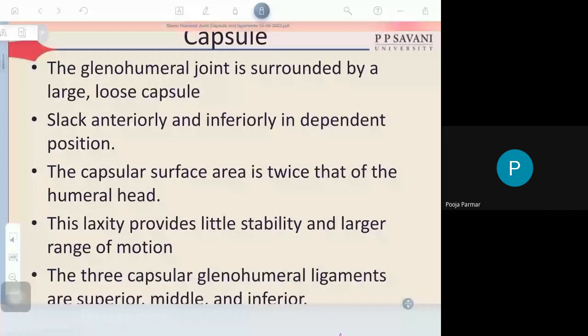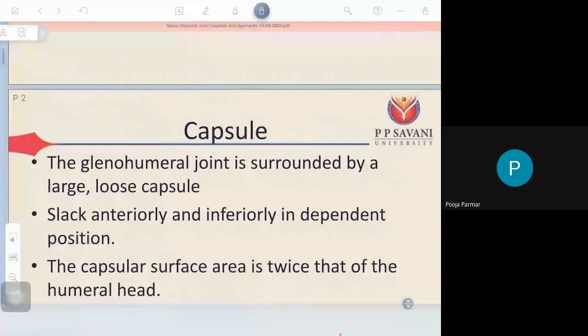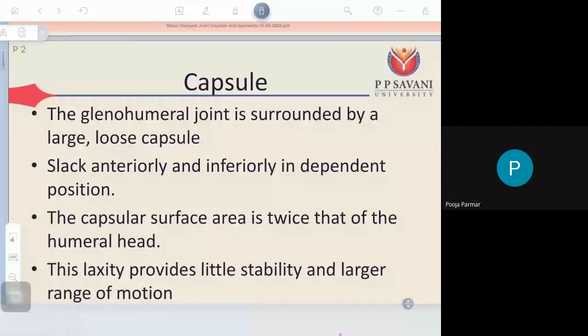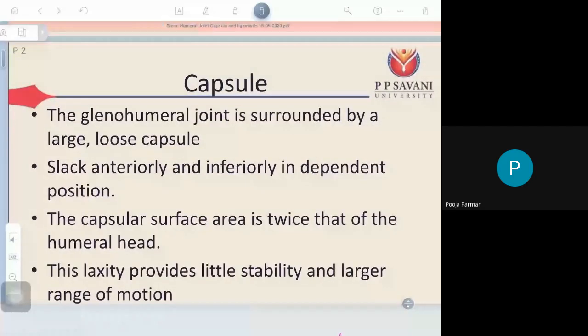So we have discussed three points: capsule, capsular ligament, extracapsular ligament. So today we have discussed the glenohumeral joint and its capsular ligaments. Okay. One second.